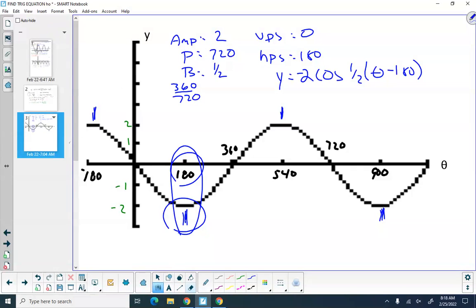Now, if you would have used negative 180, then that would be a positive cosine. But you would have a plus inside there. So we would have y equals 2 cosine 1/2 theta plus 180. Did anybody use sine? What's your equation? Y equals -2 sine 1/2 theta. That's correct. Went no horizontal phase shift.